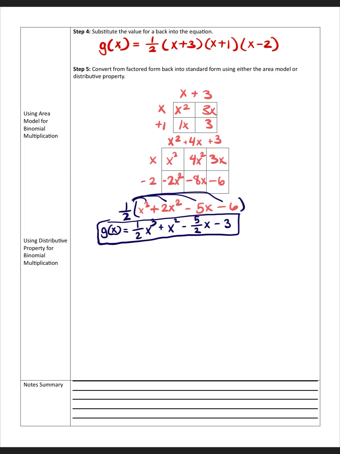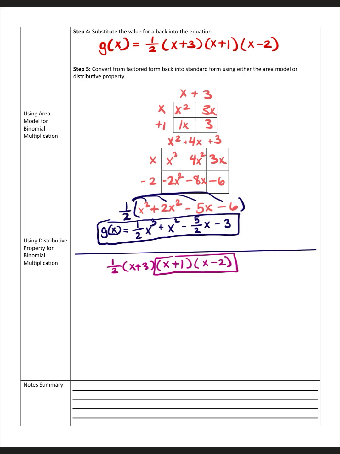Okay? All right, so now let's look at distributive property. I'm going to go ahead and just draw a line here. And let's get started with the distributive property. So I'm going to start again with my equation. So my equation is 1/2 times x plus 3, x plus 1, x minus 2. And to make it easier, it'll probably be best to just use FOIL for these last two binomials. I'm just choosing to use these two.